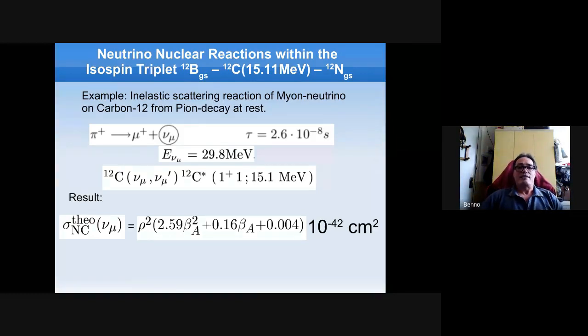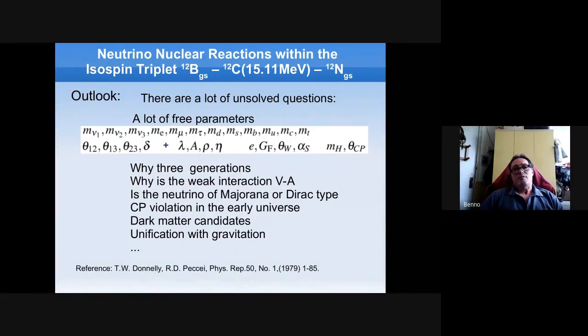And please let me make some outlook. There are a lot of unsolved questions about neutrinos. We have the theory with a lot of free parameters, and we don't know why we have 3 generations, why the interaction is of the type vector minus axial vector. We don't know whether the neutrino is Majorana or Dirac type. The CP violation in the early universe is a big question, and the dark matter candidates. And of course, we would like to do unification with gravitation.